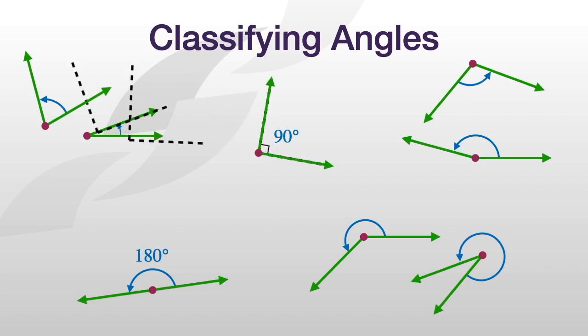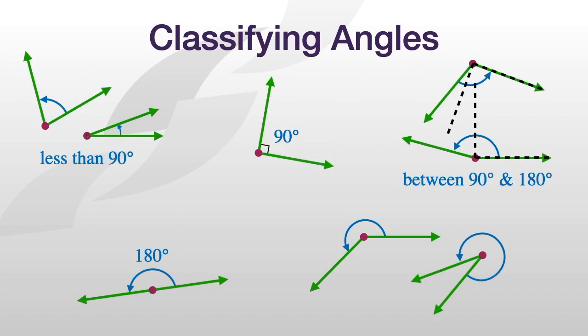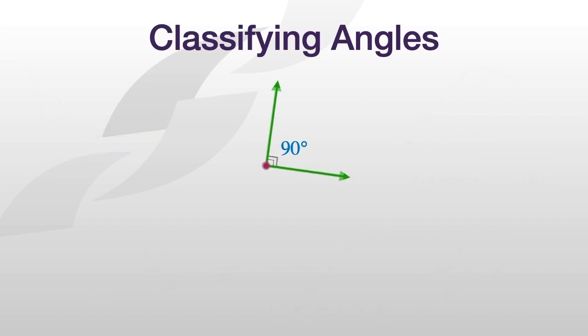The group in the top left are angles which are less than 90 degrees. The group in the top right are angles which are greater than 90 degrees, but also less than 180 degrees. We've already classified the lower left as equal to 180 degrees. The bottom right group are angles which are greater than 180 degrees, but also less than 360. These categories of angles all have special names.